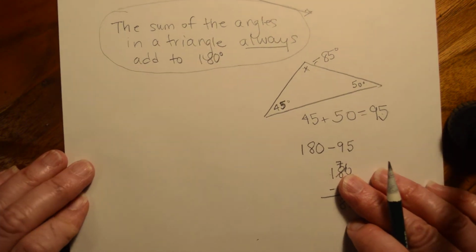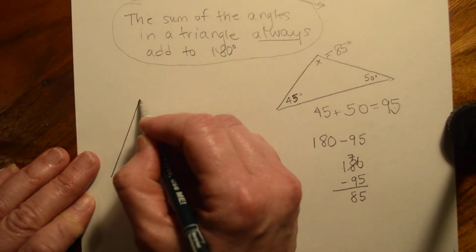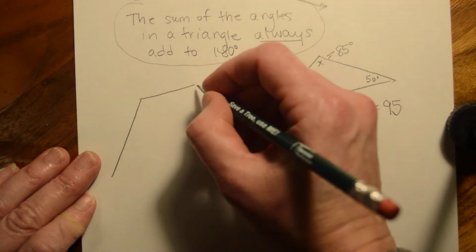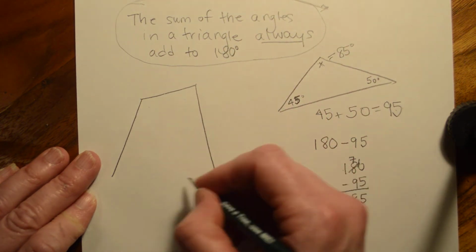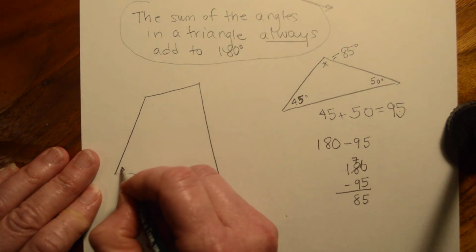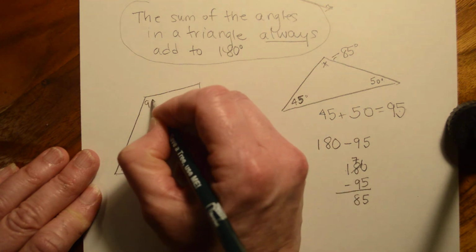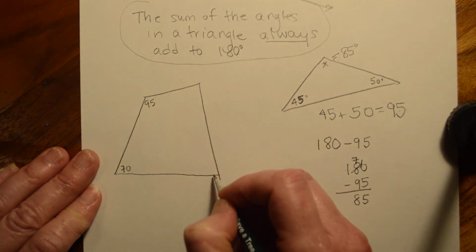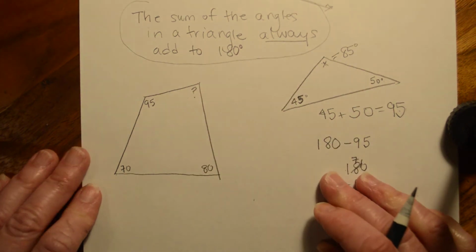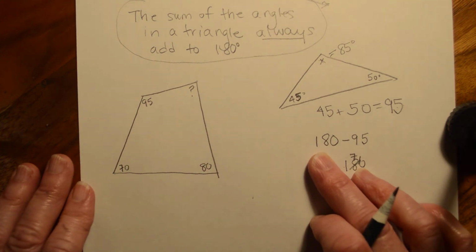All right, so then they're going to expand on that and they're going to give you a quadrilateral. And they're not necessarily going to be nice and give us one of the named ones that I showed you last time. They're just going to give us kind of a weird one. And they're going to give us some measures in here. Like let's say this is 70 and this is 95 and this is 80. And they're going to say, what's this guy? And you might say, I don't know, Mrs. Taylor, you only told me about what to do if it was a triangle.